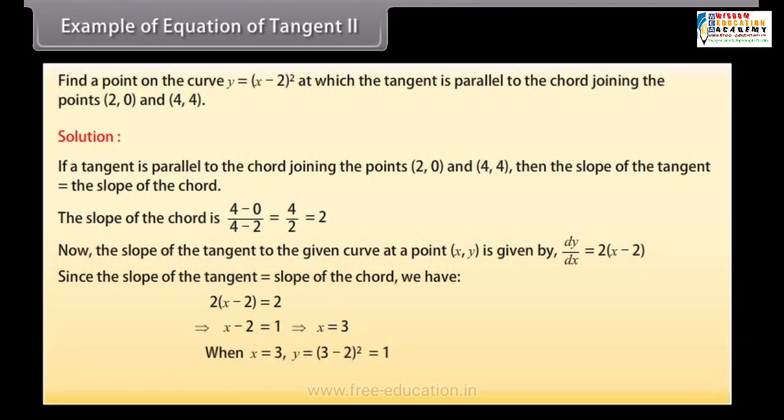When x is equal to 3, y is equal to (3 minus 2) square is equal to 1. Hence, the required point is (3, 1).